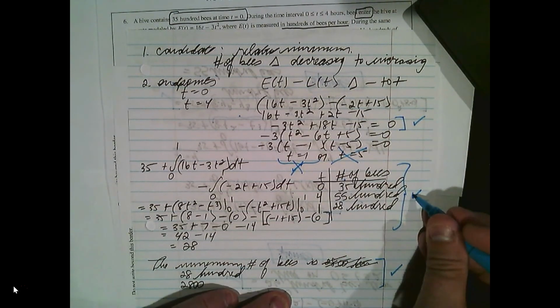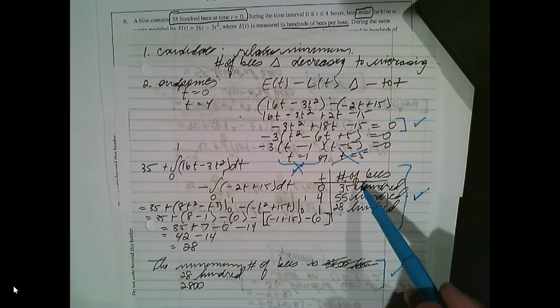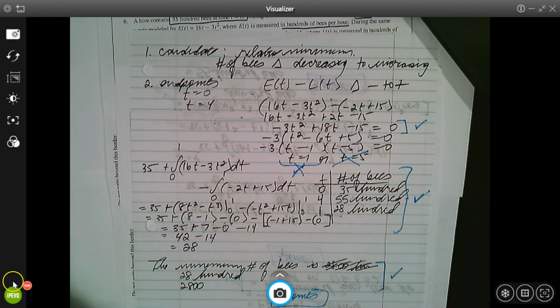1 point for the analysis. That's the data table where you looked at the number of bees at time 0, at time 4, and at time 1. That was the 3rd point. So one more question worth 3 points. Tough question, but it was the very last question on the test. If you didn't get there, completely understand, but I'd make sure that this makes sense and that you would know how to do this if you had more time. Good job.